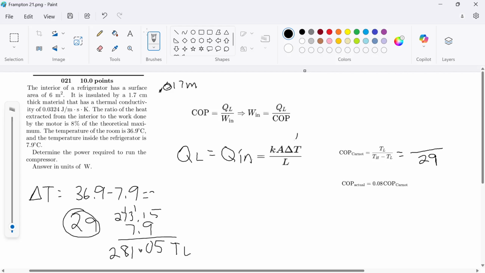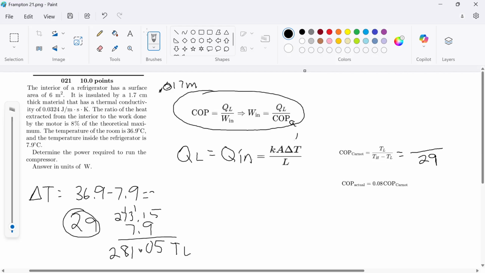All right, so this is what I'm ultimately going to have to do. The coefficient of performance is the heat that needs to be pumped out, Q_L, the heat that leaks in, divided by the work that I have to do. Determine the power required to run the compressor. How much work do I have to put in this thing? It's going to be in watts. So the work in watts is going to be the heat that I need to pump out divided by the actual coefficient of performance. I'll put a little sub A there.